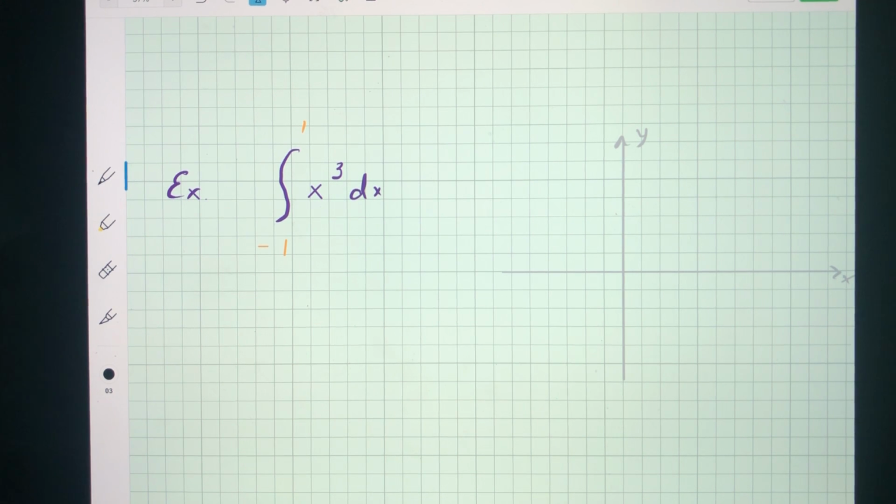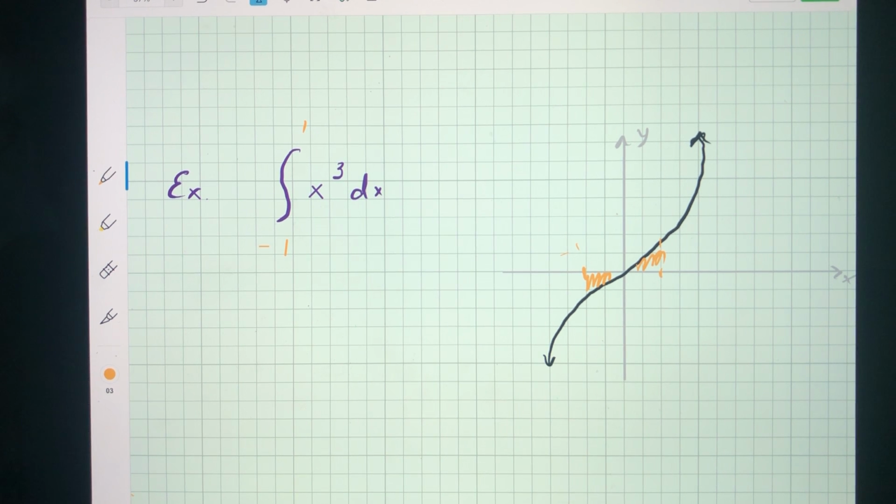The x cubed looks something like this. It's symmetrical, and it's the same on the left side as it is on the right side, and we are asked to find the area between -1 and +1. So let's say this is -1, and let's say this is +1. Now the area is, let's do this formula.